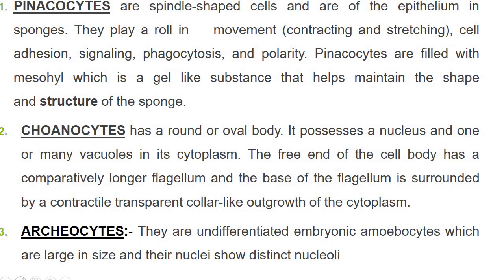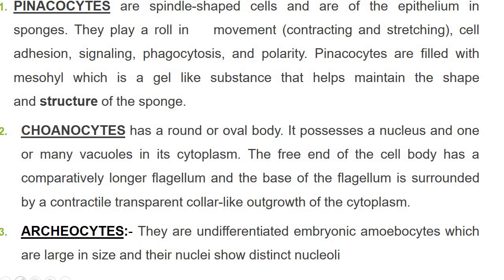Now the second layer, that is the coenoderm, which has the coenocytes, and coenocytes are round or oval cells which have a round or oval body. They possess a nucleus and one or many vacuoles in the cytoplasm. The free end of the cell body has a comparatively long flagellum, and the base of the flagellum is surrounded by a contractile, transparent, collar-like outgrowth of the cytoplasm.